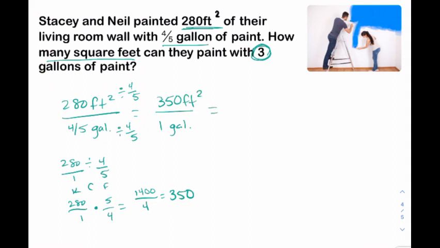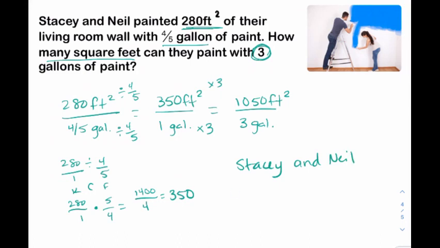But now let's work our way up to 3 gallons. So to get from 1 gallon to 3, we need to multiply by 3. Let's do the same thing on top. 350 times 3 is 1,050. So now let's write our sentence. Stacy and Neil can paint 1,050 feet squared with 3 gallons of paint.